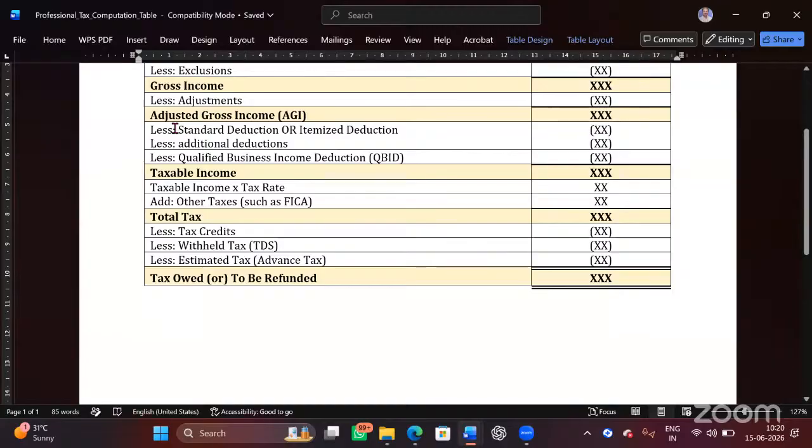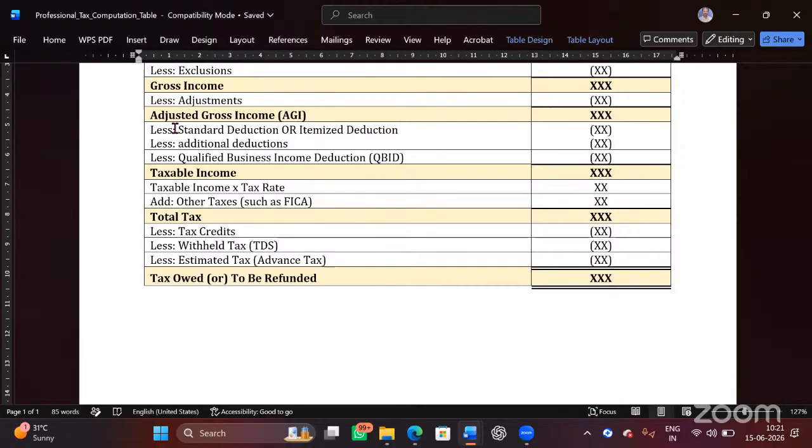And one more deduction, advance tax. It is, according to the IRS, estimated tax. All these items are to be deducted. What is the meaning of withholding tax? What is the meaning of estimated tax? What is the criteria to be satisfied to deduct all these? Everything will be covered in around the 11th to 13th chapters.